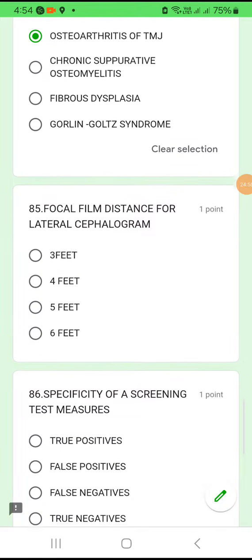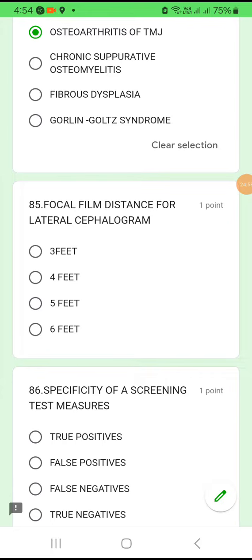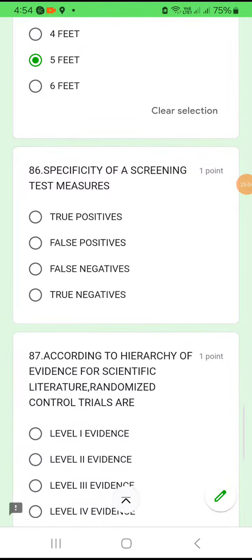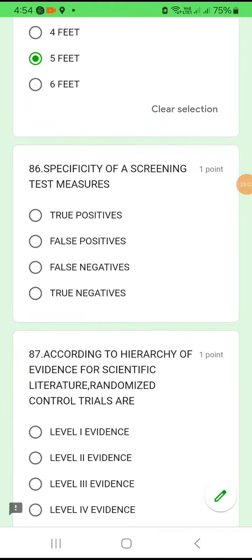Question number 85. Focal film distance for a lateral cephalogram. To take a lateral cephalogram, you should at least stand 5 feet behind. So 5 feet. Okay, option C. Lateral cephalogram.